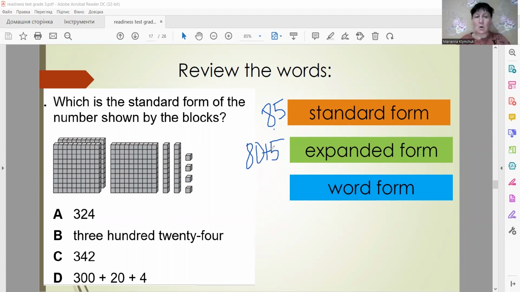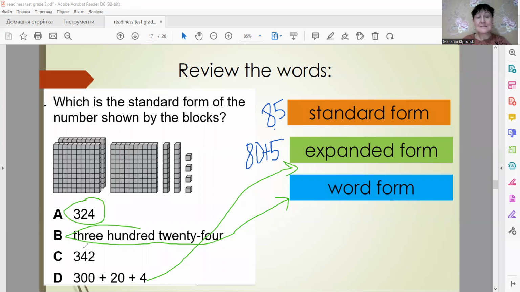Okay. So here we can see one more time. Let us review by this example. If you read the words, this is your word form. If you see hundreds and tens and ones, everything separately, this is your expanded form. You expanded that number, okay? And these simple, ordinary numbers are standard form. And the question is, which is the standard form for the number shown by the blocks?